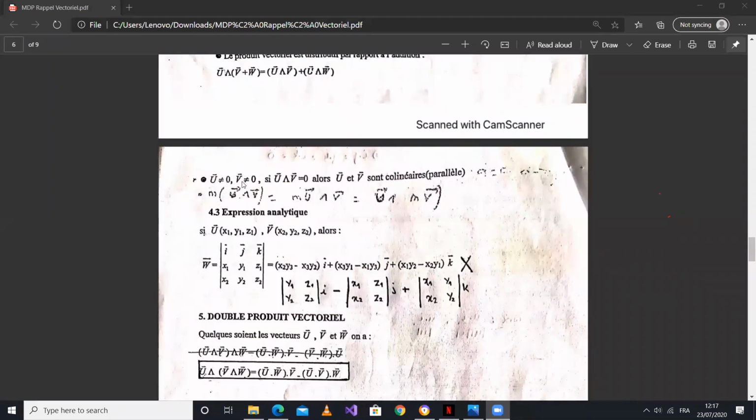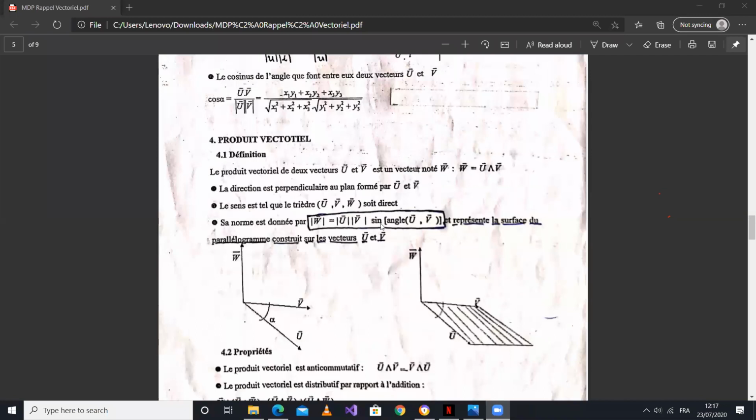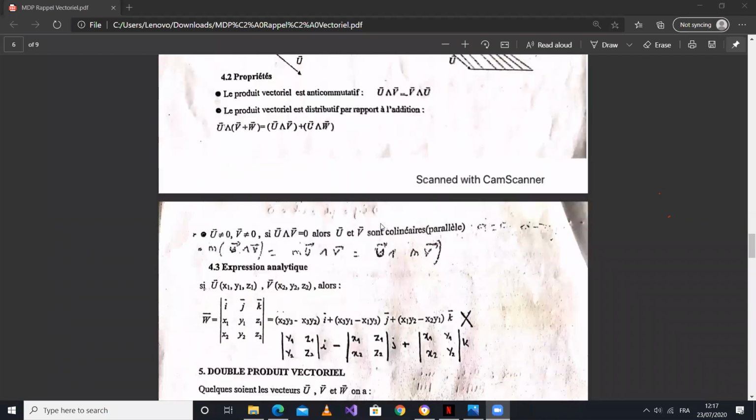Then finally, when U is not equal to 0 and V is also not equal to 0, if the product vectoriel of these two vectors U and V is equal to 0, it means U and V are collinear, or they are parallel. I'd like someone to try and explain this for me. That's using trigonometry again, from this formula here. Someone try to explain why, if we have U different from 0, V different from 0, but the product vectoriel is equal to 0.